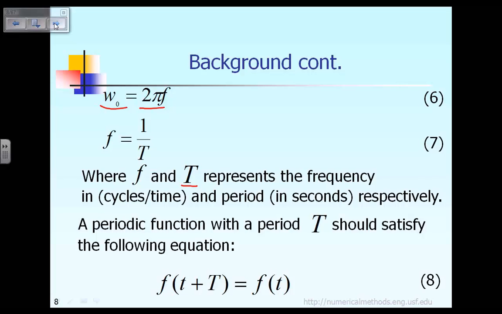Equation 8 gives you the definition of the periodic function f. We call a function f periodic if the function f at time small t is equal to the value of the function f at time small t plus capital T. In other words, after a period of capital T, the function repeats itself.